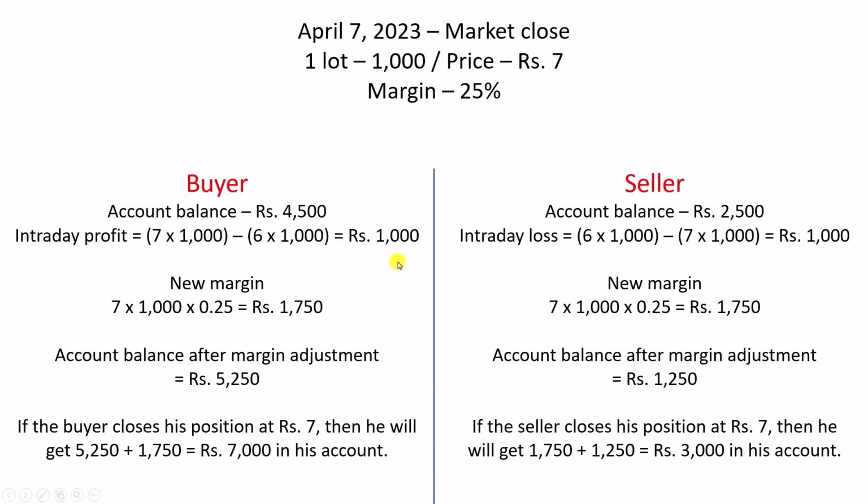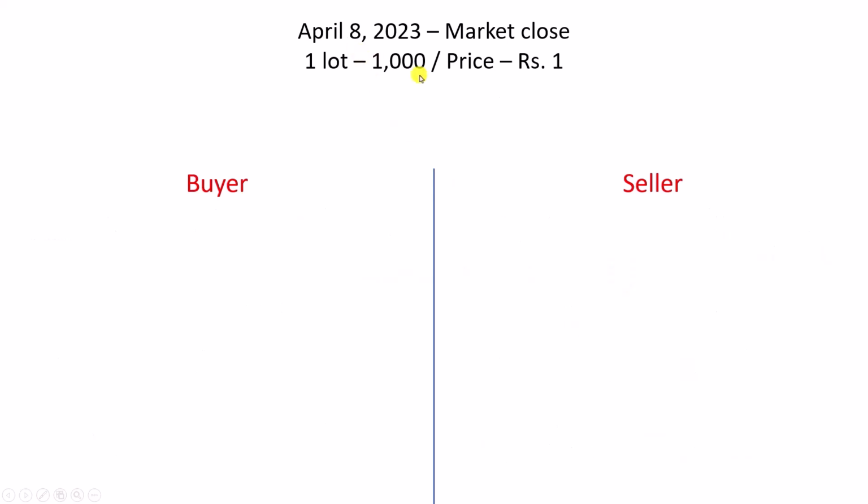Let us say that the buyer thinks that the price will still go up, and the seller thinks that this is too much of a loss, let me hold it for one more day and see whether the price will go down. And if they hold it for the next day, then on the next day, let us say that the price comes to 1 rupee. Okay, it was 7, but then let us say there is bad news, and so the price came to 1 rupee. The margin still is 25%. This does not change.